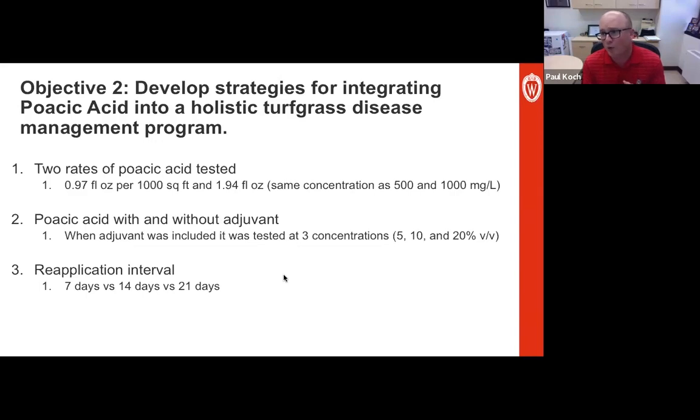And then we tested different reapplication intervals, 7 versus 14 versus 21 days. In a turfgrass environment, 7 days is really short. It's really difficult, but on your putting greens, you could probably manage that. Many golf courses do go out and spray something on their putting greens every 7 days. When you get to the larger fairway acreages, 7 days becomes more impractical, more difficult. So we wanted to see if we could get any efficacy out of those 14-day and 21-day reapplication intervals and make it more applicable to a wider range of uses on the golf course.